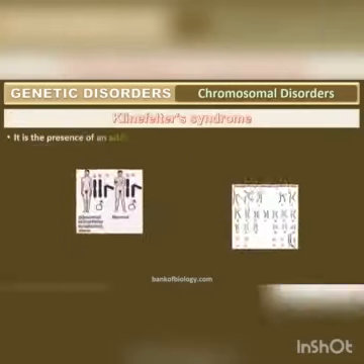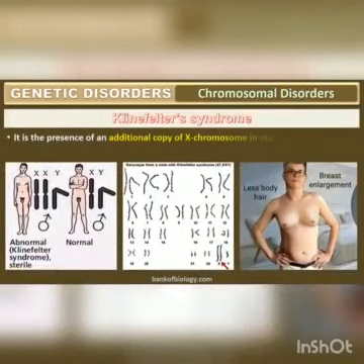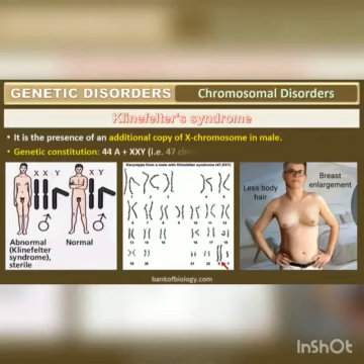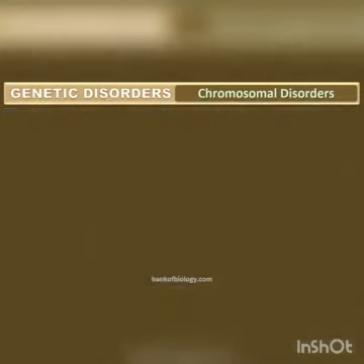The next chromosomal disorder is the Klinefelter syndrome. This genetic disorder is due to the presence of one additional copy of X chromosome, resulting in a karyotype of 47 XXY. Normally that is 46 chromosome. Here there is 47, one extra X chromosome in male. These persons have 47 chromosomes.